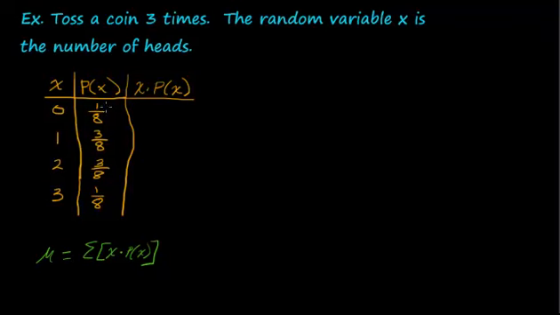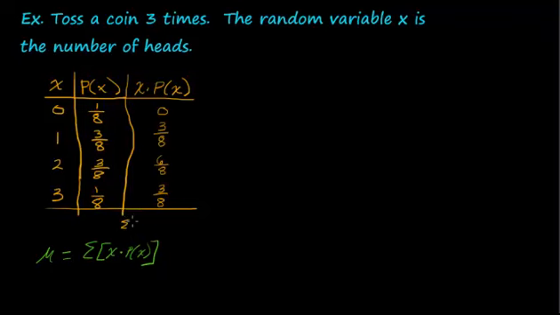So this will give me a nice way to get that sum. Alright, so 0 times 1/8 is 0. 1 times 3/8 is 3/8. 2 times 3/8 would be 6/8. And 3 times 1/8 would be 3/8. Okay, so now we want the sum of this column. So 3 plus 6 is 9, plus 3 would be 12.